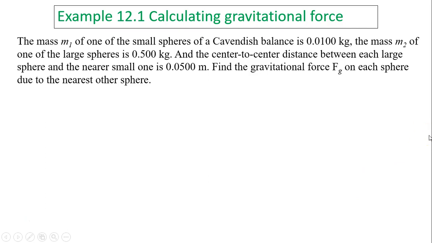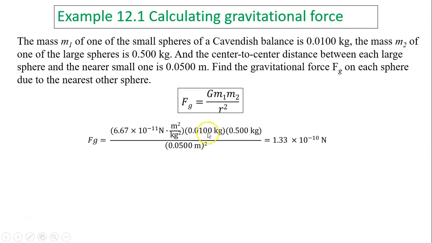Now let's calculate a gravitational force example. Mass m1 of the small sphere of the Cavendish balance is 0.01 kilograms. The mass m2 of the larger sphere is 0.5 kilograms. The center-to-center distance between the two spheres is 0.05 meters. What is the gravitational force on each sphere due to the nearest other sphere? According to Newton's law of gravitation, Fg equals G m1 m2 over r squared. We plug everything in, and we get 1.33 times 10 to the negative 10 newtons.